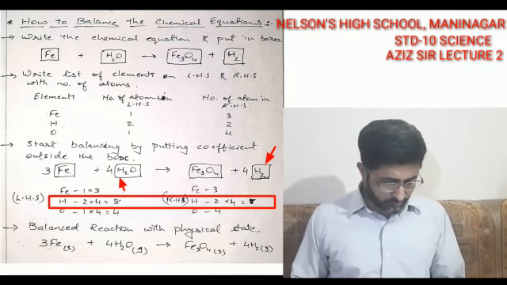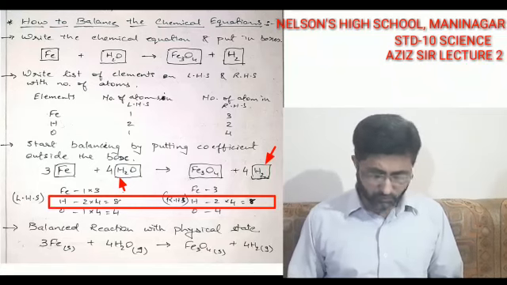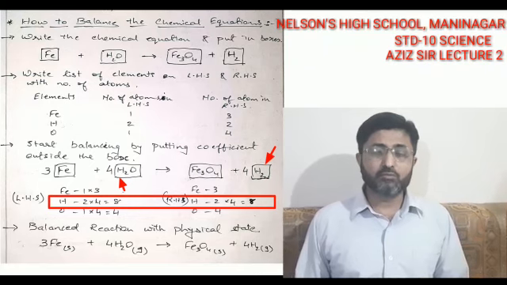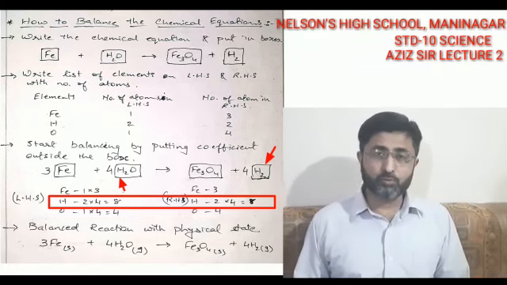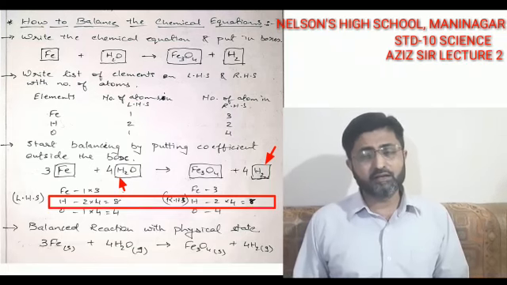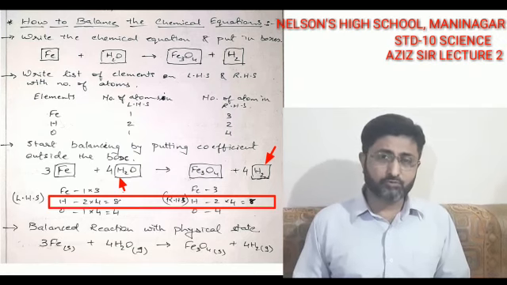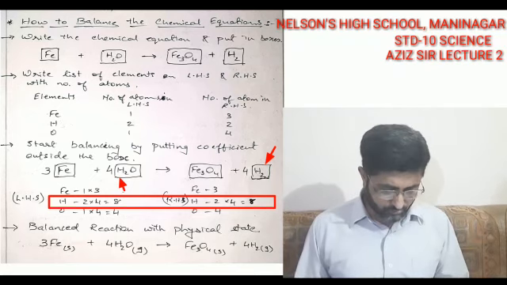Furthermore, on the right hand side, the oxygen was 4, which was already balanced, but the hydrogen was 2 only. So we have to multiply 2 with 4 to make it 8. We are supposed to put 4 on the hydrogen also as a coefficient and make it 8 total by multiplying it by 4. As you see, I have put 4 as a coefficient of hydrogen also.